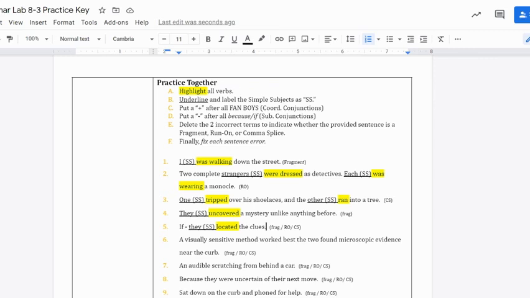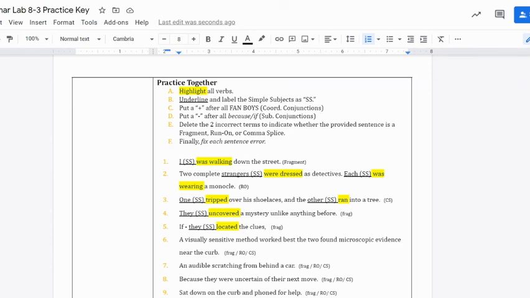So we got two possibilities. Again, we can comma and add a sentence to it. Like, by the way, this is a fragment. Or we can add something to the beginning of it and leave the period, lowercase the I in if. So can we combine it with the previous sentence? They uncovered a mystery unlike anything before if they located the clues. So that doesn't combine well.